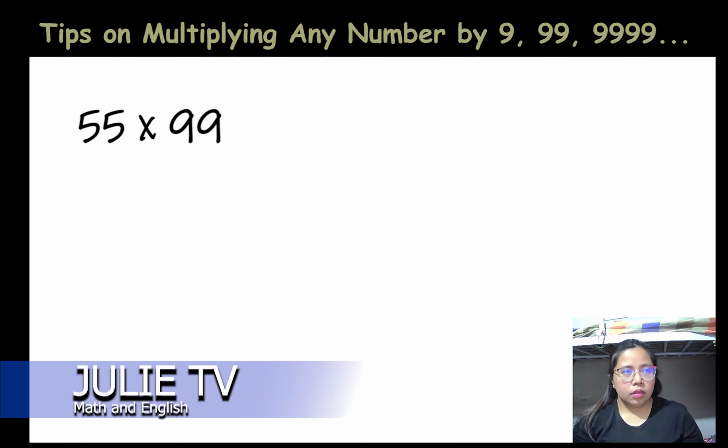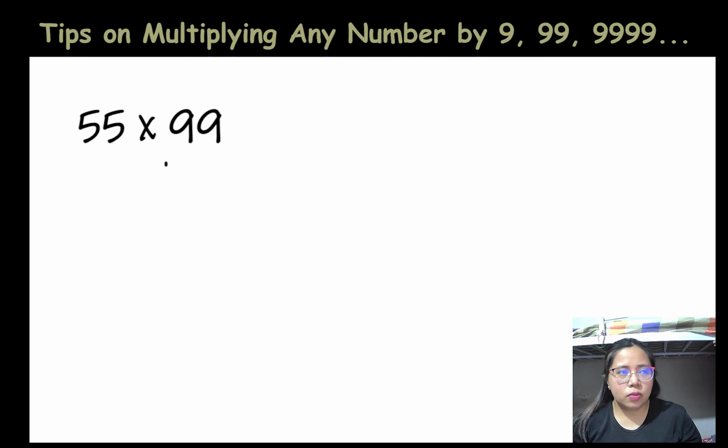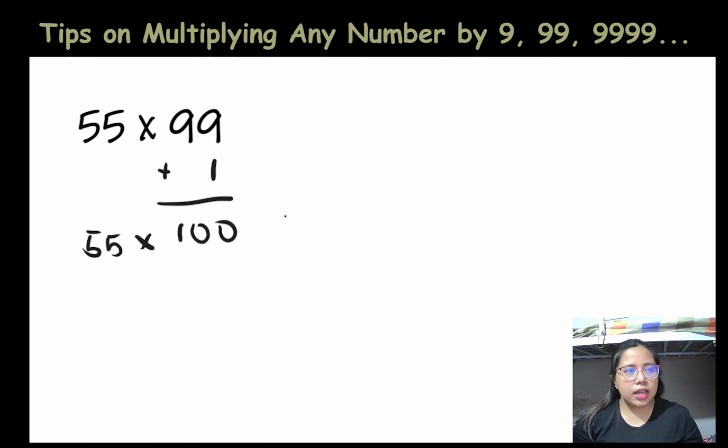Okay, so for example, we have here 55 times 99. So ang una natin gagawin is to add 1 dito sa ating number na panay 9. Okay, so we get 100. Tapos, multiply natin yan sa isa pa natin given. So, mas madali na lang mag-multiply ngayon kasi magdadagdag na lang tayo ng dalawang 0. Okay, so we bring down 55 and add the 2 zeros.